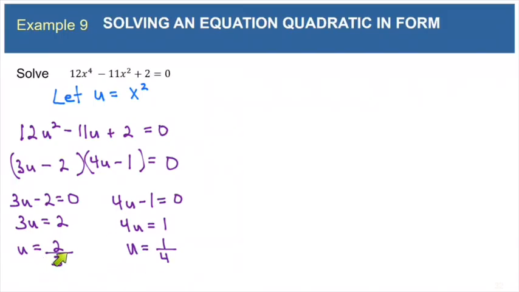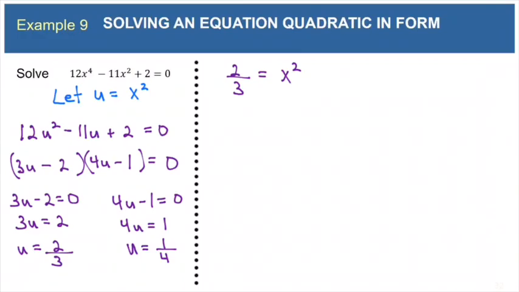Now, we have found solutions, but these are u solutions. So always remember, you have to get back to x. So we'll need to take our 2/3 and our 1/4 and put them back in this relationship. So if u equals x squared, that means 2/3 equals x squared. Now this is another quadratic equation, and I hope that you recognize that it's a quadratic equation that's perfectly set up for the square root property.